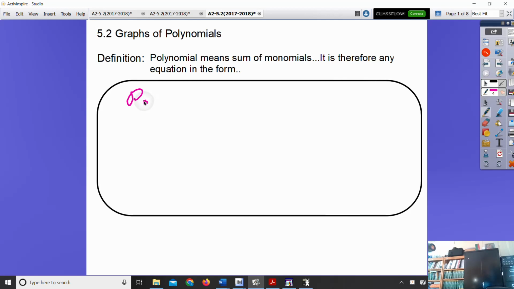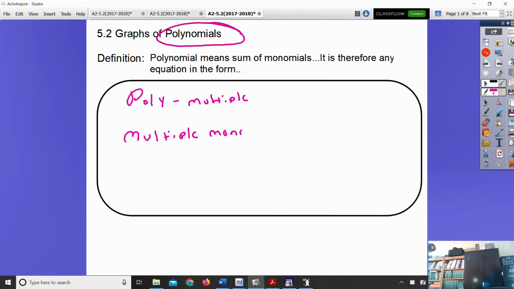Okay, back to math class. Poly means multiple. You guys know polytheism and monotheism. All right, so poly means multiple. When you talk about a polynomial, it means multiple monomials. What's a monomial? One thing. Yes, mono. One thing. Okay?